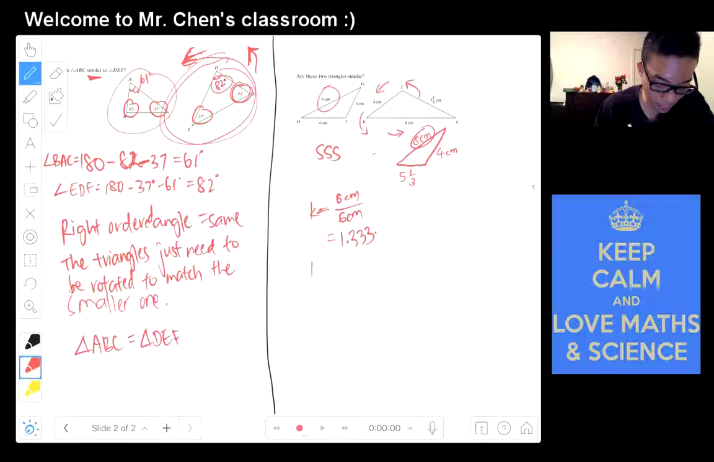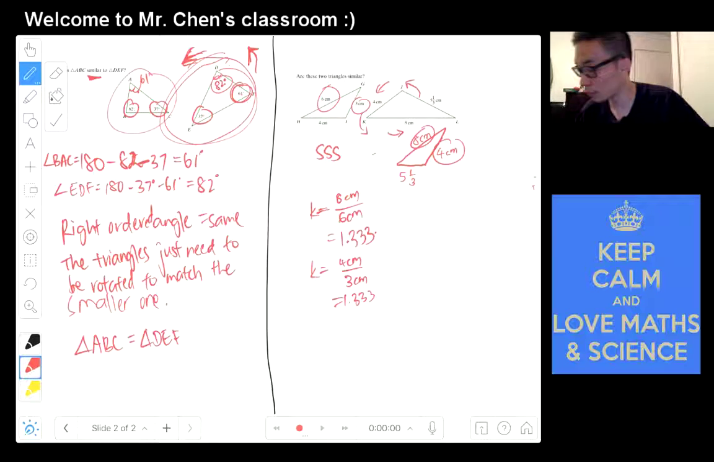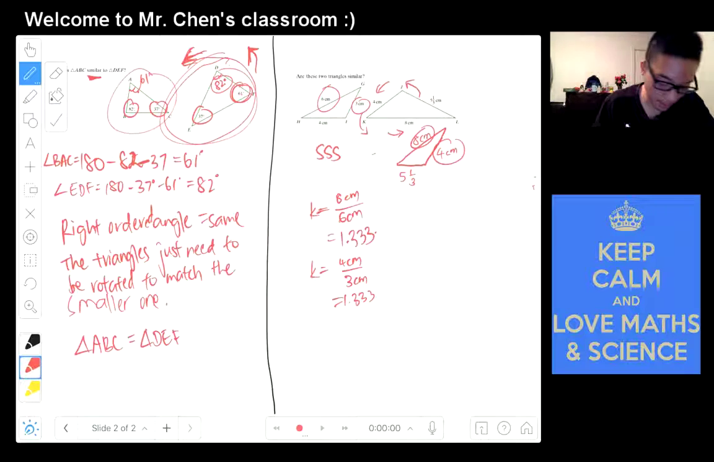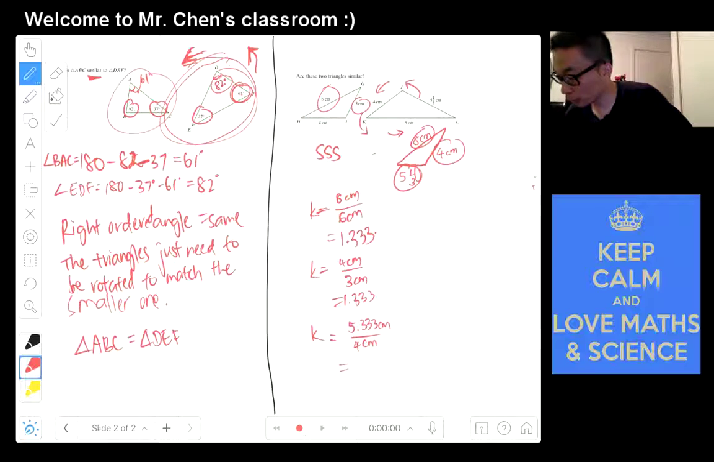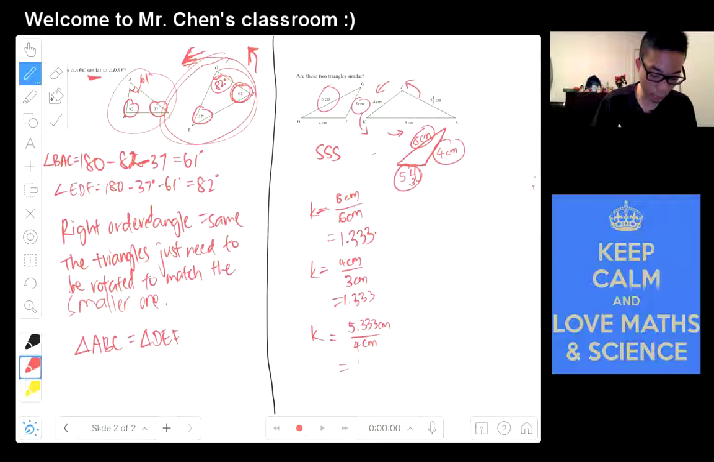Let's check the other one. The other one is 4 and 3, so 4 centimeters divided by 3 centimeters. It should give you 1.333 as well. Yes, it does. And let's see the last one. 5 and 1/3, so there will be 5.333, and the smaller side is 4 centimeters. So 5.333 divided by 4, yes, it's 1.333.